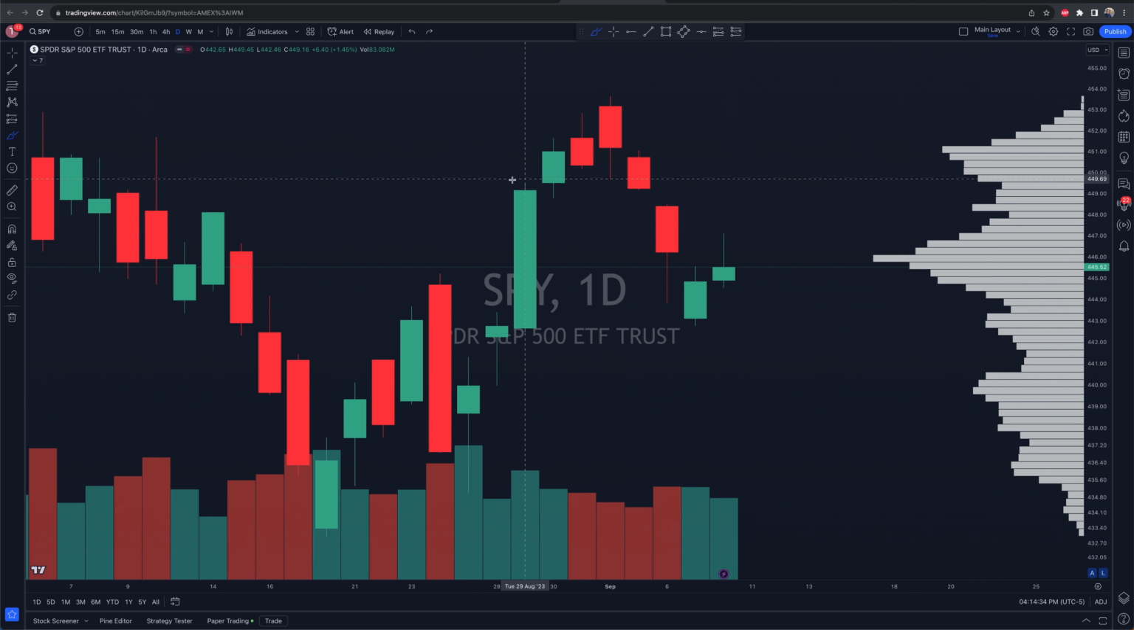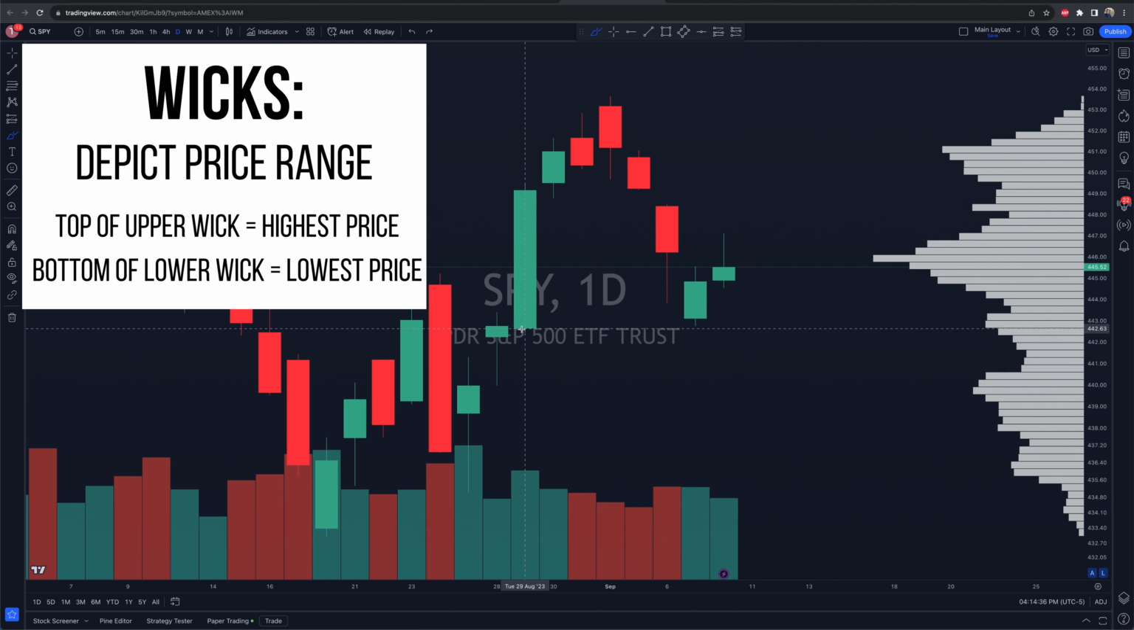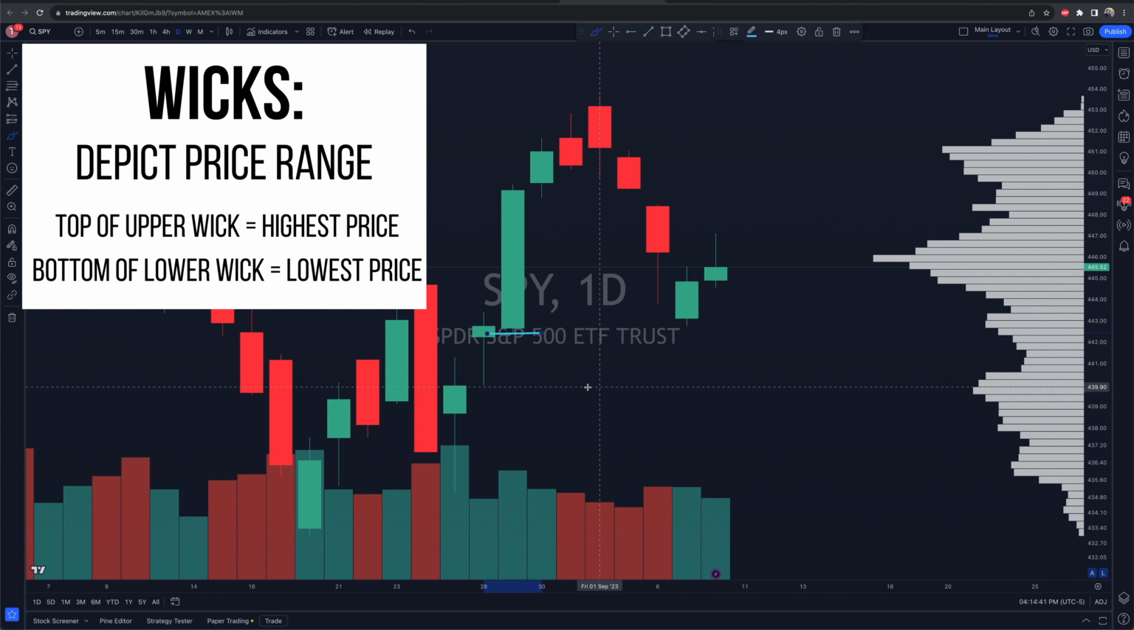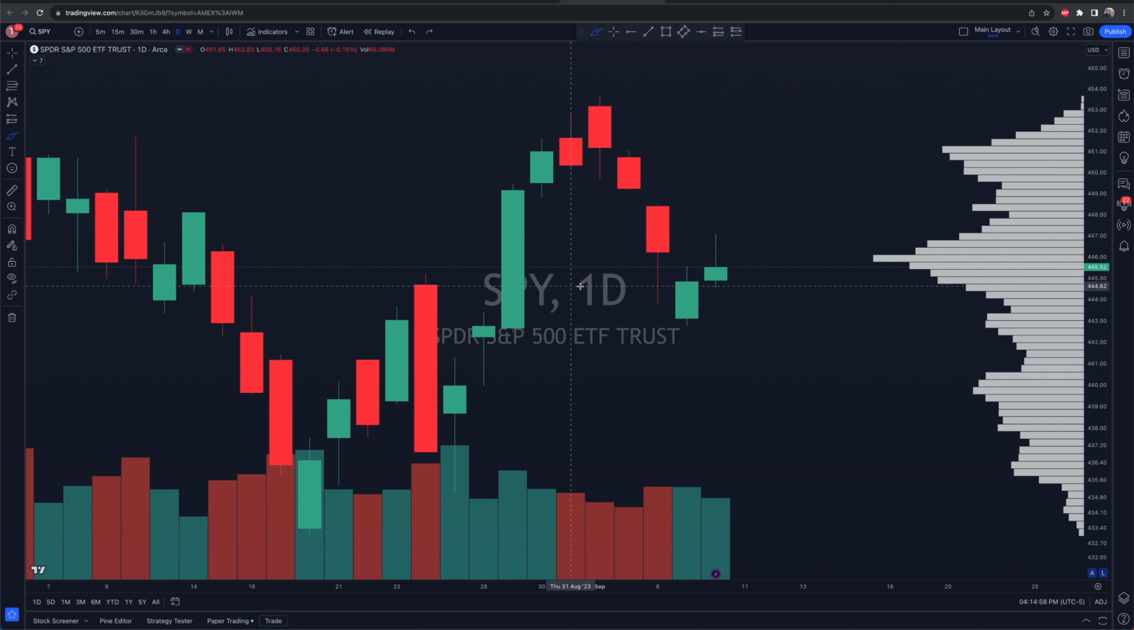Okay? The wicks indicate range. So the bottom of the lower wick is the low of the day, or the low price traded during that time frame, and the top of the upper wick is the high of the day, in this case on a daily chart, or the high of that given time frame, the highest price traded during that time frame, okay? When we see big lower wicks or big upper wicks, that can indicate buyers or sellers showing some more strength.